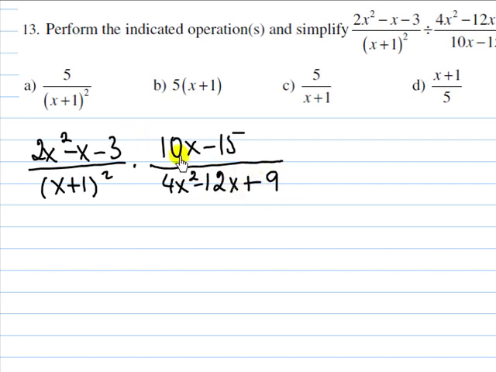Now, in order to be able to simplify this, we want to find common factors in the numerator and denominator so we can cancel and simplify. Because of that, we're going to try to factor these two trinomials and this binomial. One way to factor this trinomial is trial and error. So let's do that.